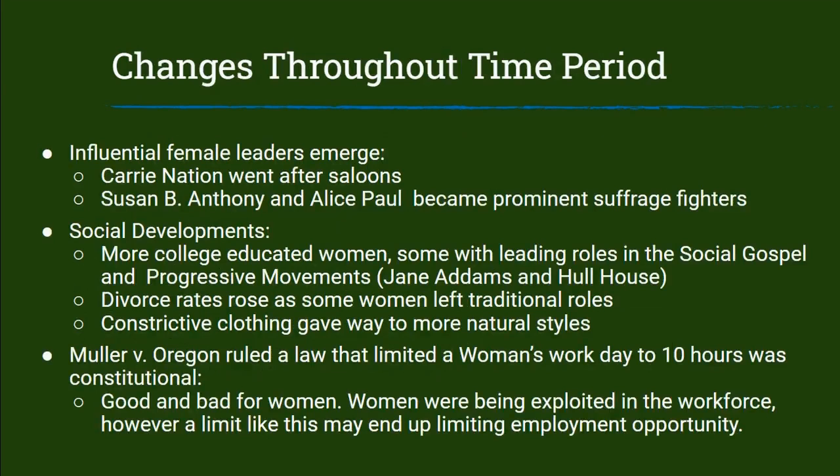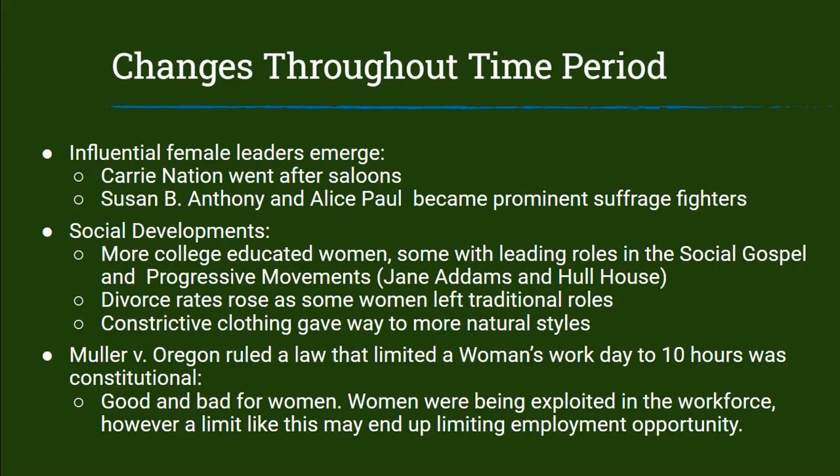Okay, now let's take a look at the changes. In this era, for the first time, we see the rise of prominent female leaders who are nationally recognized. A few examples include Carrie Nation and her temperance followers, as they smashed barrels of alcohol and held temperance rallies. Several leaders of the suffrage movement became well known. Two of these were Susan B. Anthony, seen as the mother of the movement, and Alice Paul, who led the fiery new generation of suffragettes.